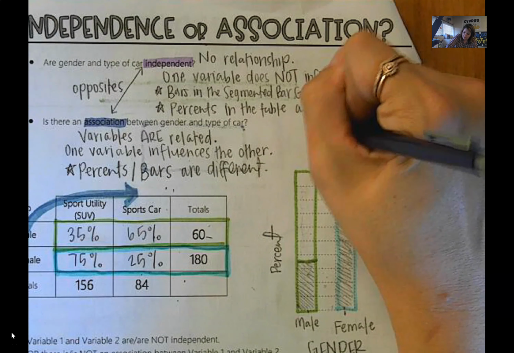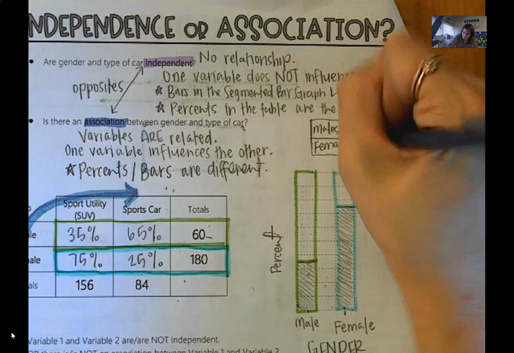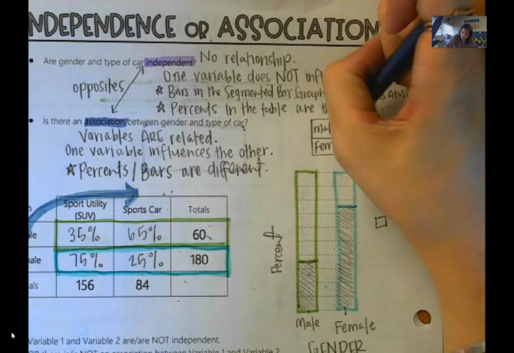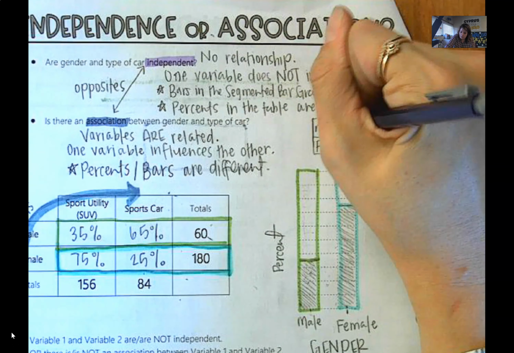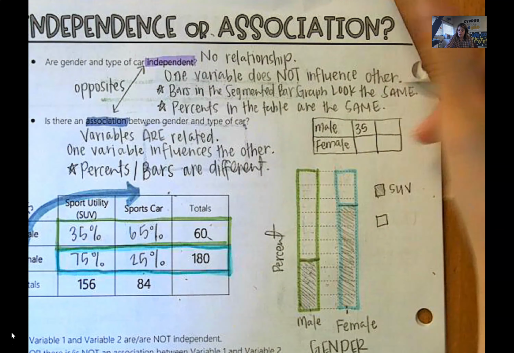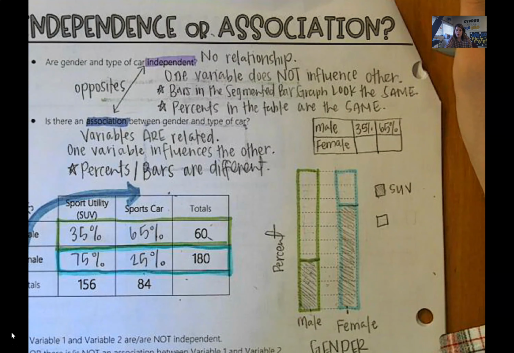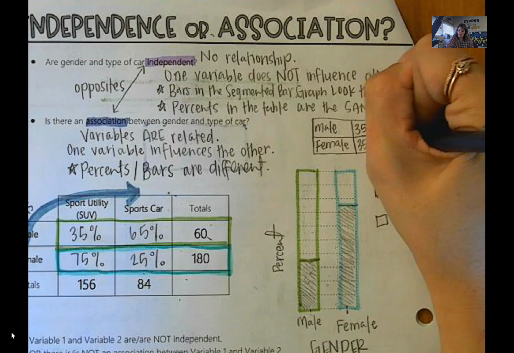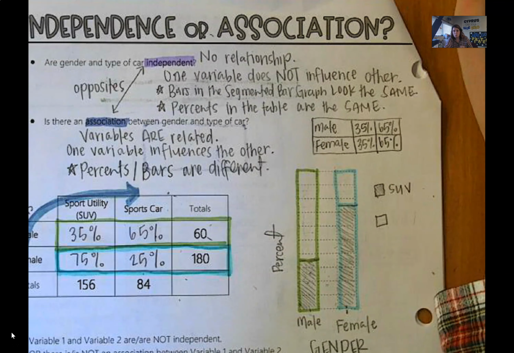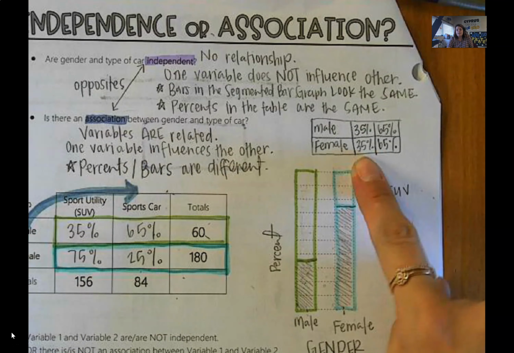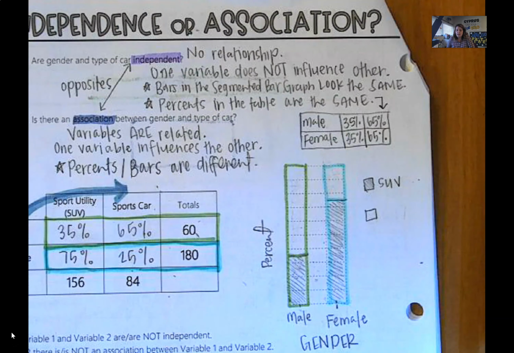So we have males, female, and then we have SUV, sports car. If these were independent, what it would look like is 35% of males drive an SUV, 65% drive a sports car. 35% of females drive an SUV, and 65% drive a sports car. So what this table is telling you is that gender does not influence what type of car you drive.